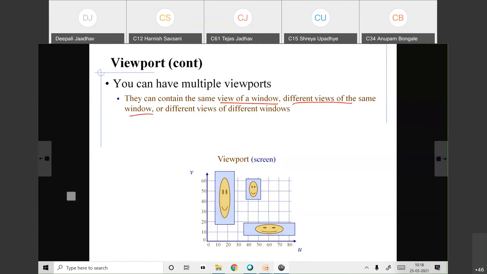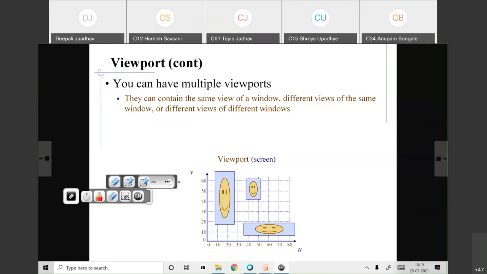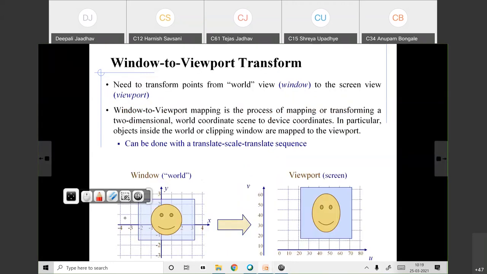You can observe here, different views are given. This is the first view, this is the second view, this is the third view. On the same screen, three viewports are shown here. So multiple viewports are possible on a single window.